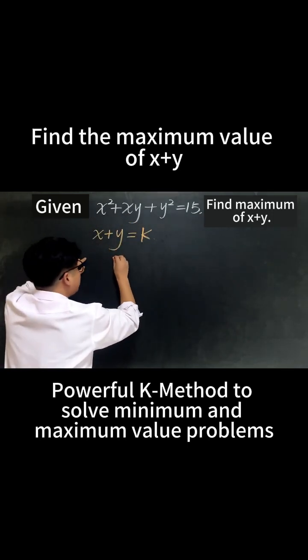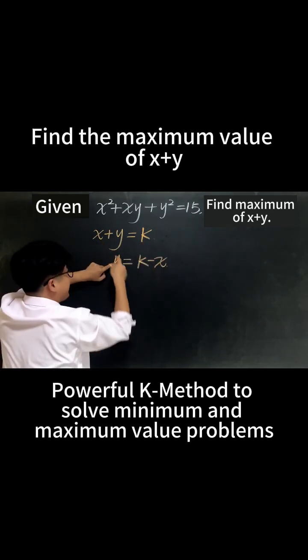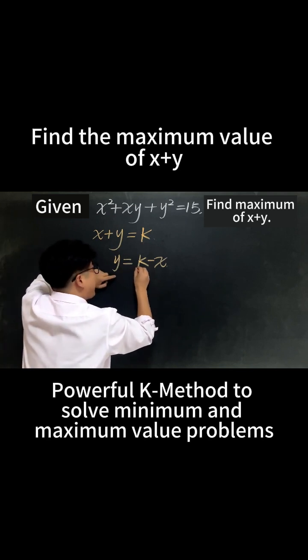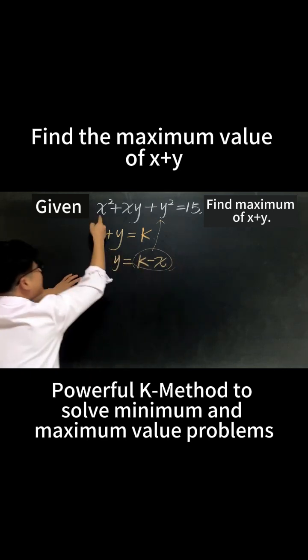Let's swap y. What does y equal? Isn't y equal to k minus x? Then substitute this k minus x everywhere. Replace all y with k minus x, and see what it becomes.